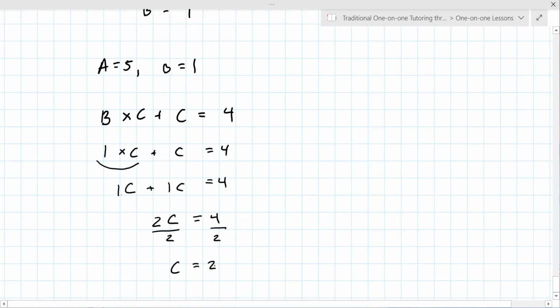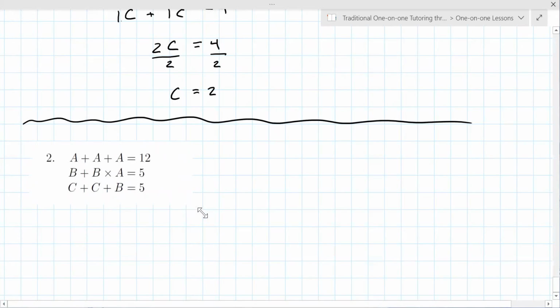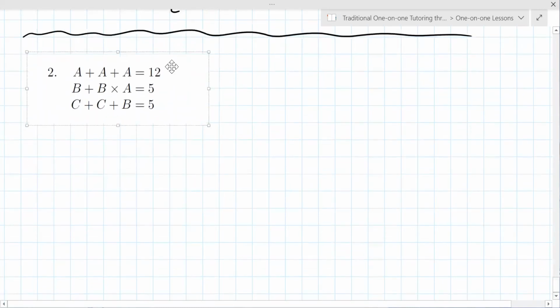Very good. Okay, so we're gonna do another one of these, but this time I'm gonna show you the whole thing at once, but we're gonna do it step by step here. Okay, so here we go. Here's question number 2. First line says a plus a plus a equals 12.